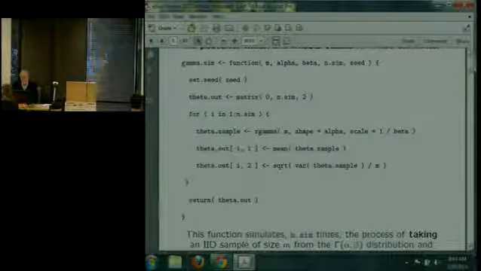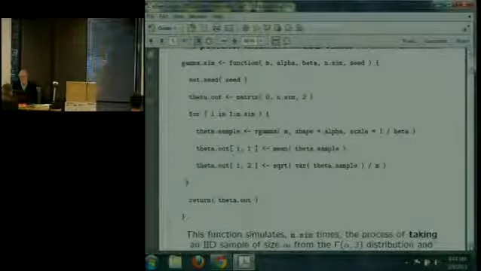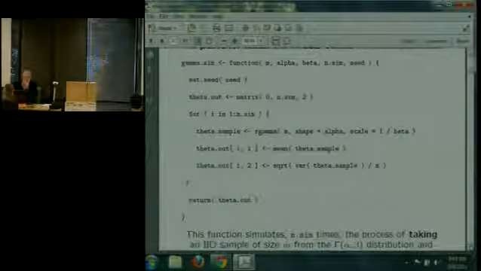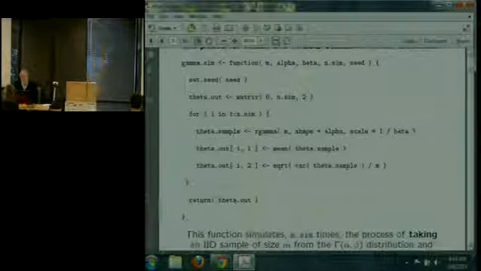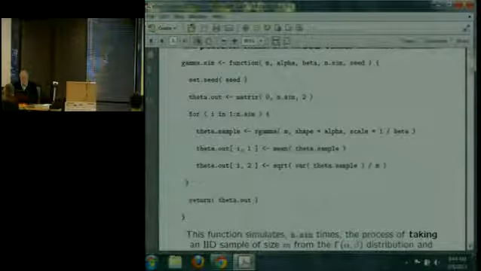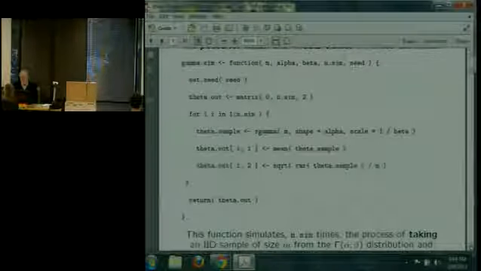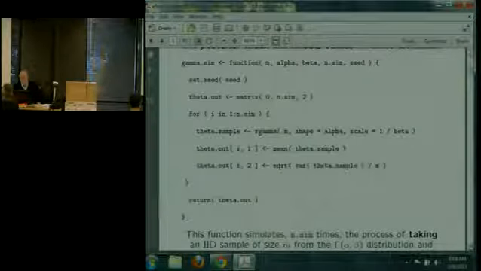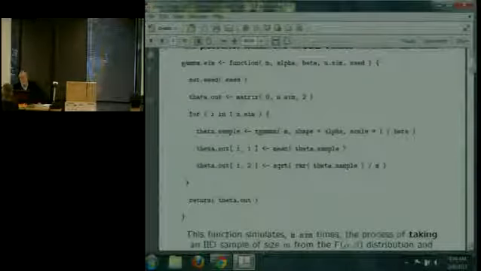And what I'm going to do over and over again is I'm going to take random samples from the gamma distribution. So I say theta.sample is assigned the value of rgamma. That's the function in R. The r part means random. Take random draws from the gamma distribution. So I use the rgamma function. And the first argument, m, is, well, how many samples do you want? And so I say, m of them, please. And then which gamma distribution are you thinking of? And I say, well, it's the one with shape alpha and scale equal to 1 over beta.